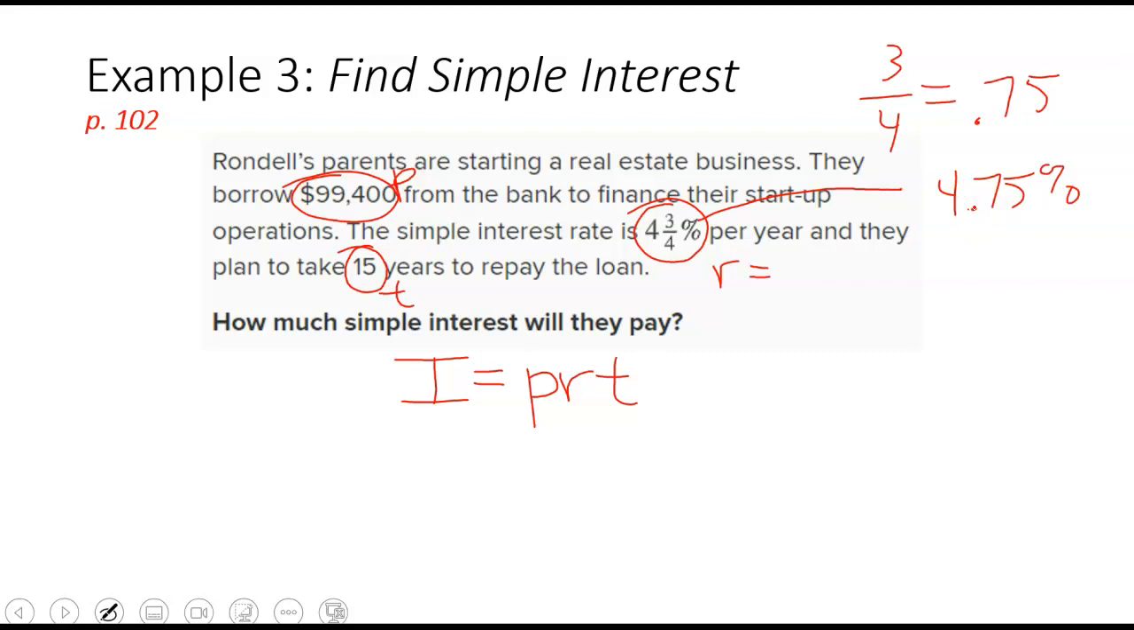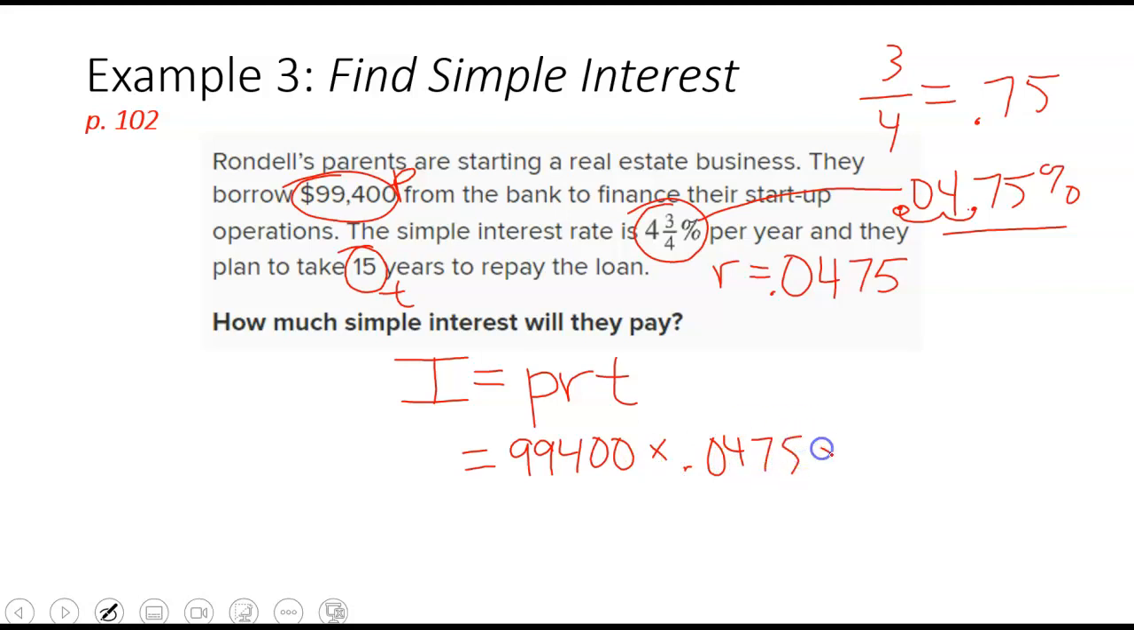But we still now have to change this percent to a decimal. And how do we do that? Right, we move that decimal point 2 places to the left. So as a rate, this would be 0.0475. So now that we have these 3 numbers, all we have to do is plug them into our formula. So in place of P, we're going to put 99,400. In place of R, we're going to put 0.0475. And in place of T, we're going to put 15.